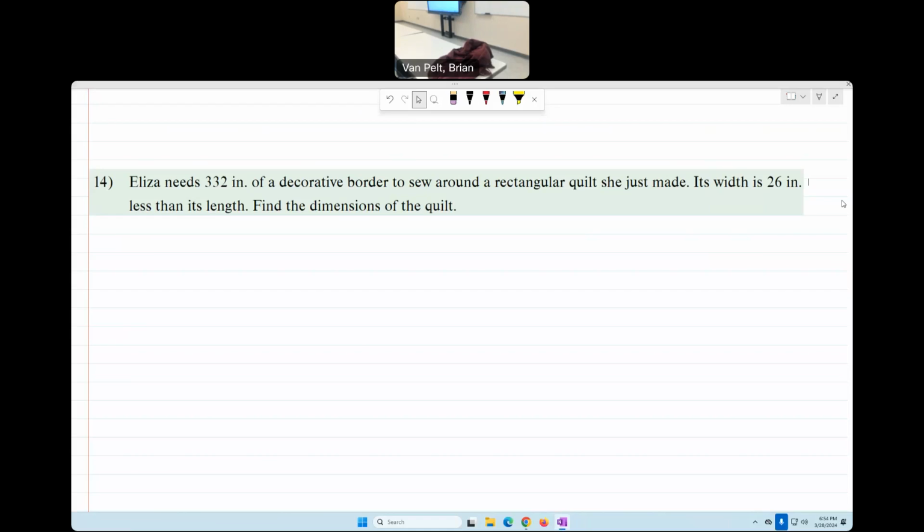I do want to give you a piece of advice before you get too far in this. Draw a picture of the situation if you can. It's usually very helpful. A rectangle is an easy picture to draw, right? Draw a rectangle.